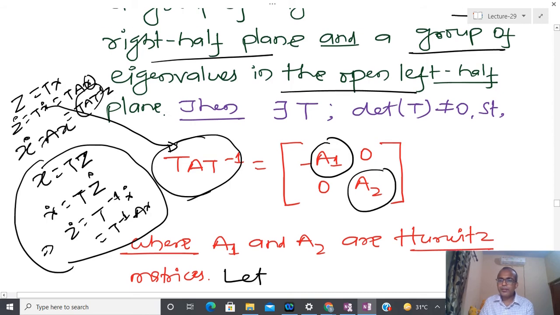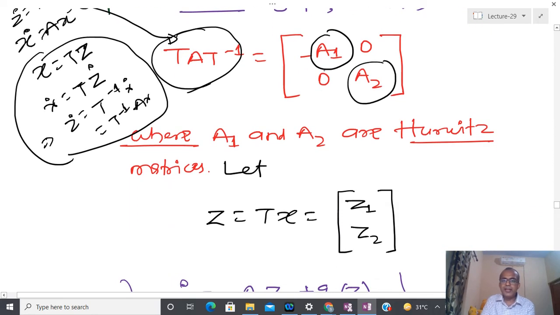Okay, if you don't have confusion, and here the negative sign I have already used, so due to that reason I am assuming that A1 and A2 both are Hurwitz matrices. If these are Hurwitz matrices, meaning if I add the minus sign, then this becomes an eigenvalue with positive sign, and this has an eigenvalue with negative sign. Anyone has confusion on this point?